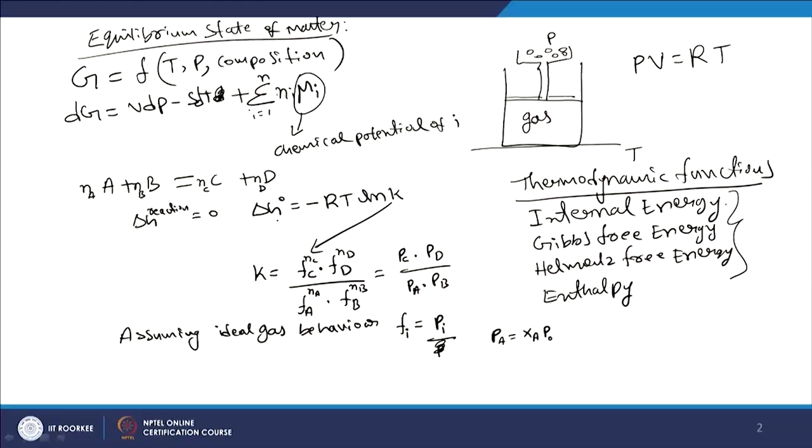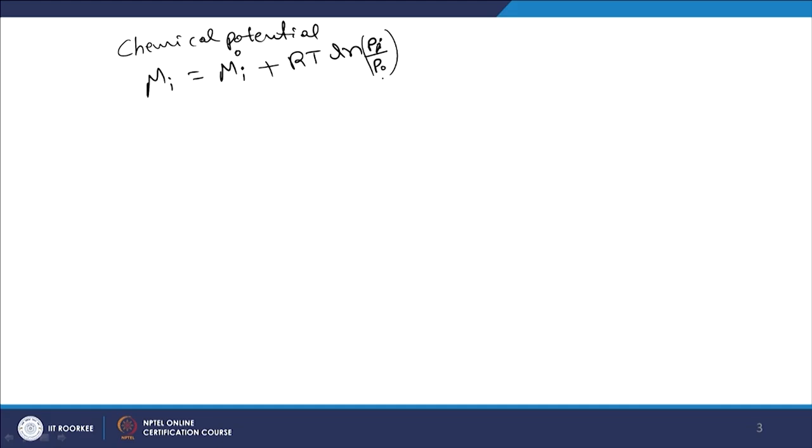Now, what does this G naught stand for? Let us go back to the chemical potential and see how we can write the expression for it. The chemical potential mu I, that is, the chemical potential of component I, is given as mu I naught, I will come to that, plus R T ln P I by P naught. If it is a gas mixture, then we put fugacity, otherwise we put partial pressure if we assume ideal gas behavior. Now, what does this mu I naught stand for?